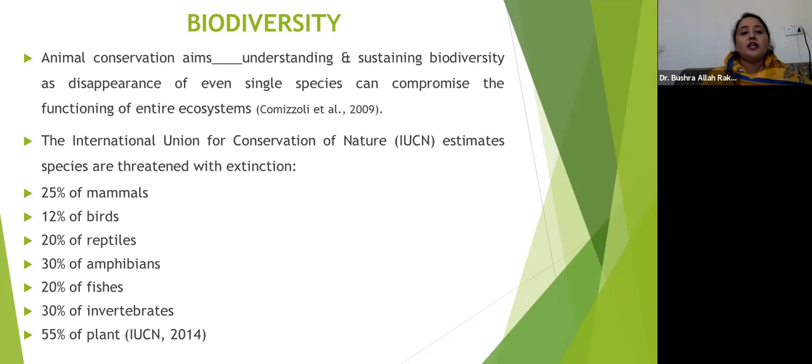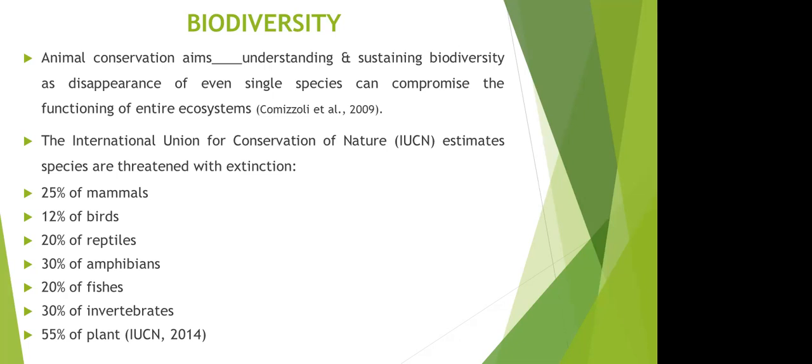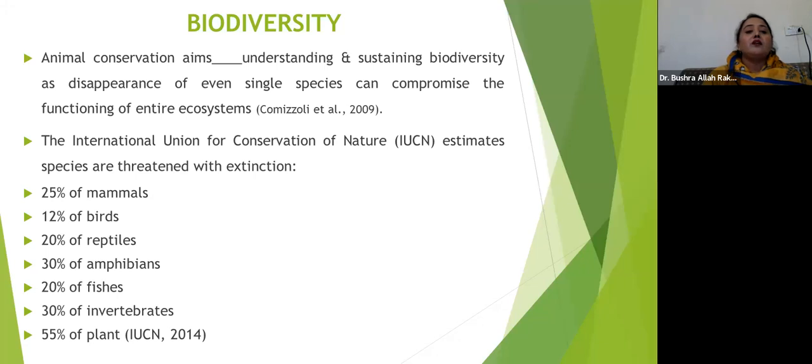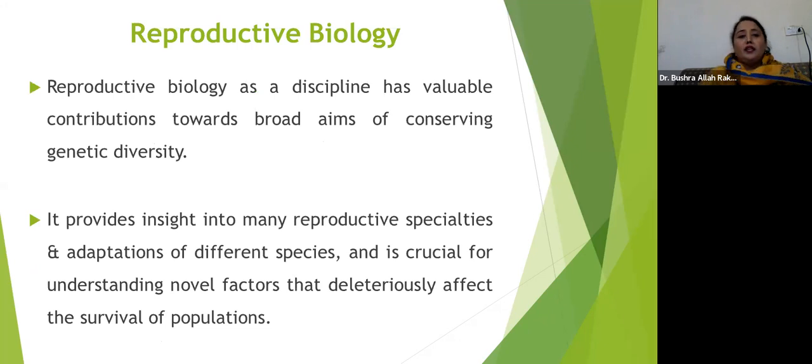So here you can see that I have given a few figures. This is a little old figure, but I think in the latest literature you can see that many species are facing the threat of extinction: 25% of the mammals, 12% of the birds, 20% of reptiles, 30% of amphibians, 20% of fishes and invertebrates, and 55% of plant species are facing decline. So we need to protect not only one species, but many other species that are facing the threat of extinction due to global environmental changes and many other problems.